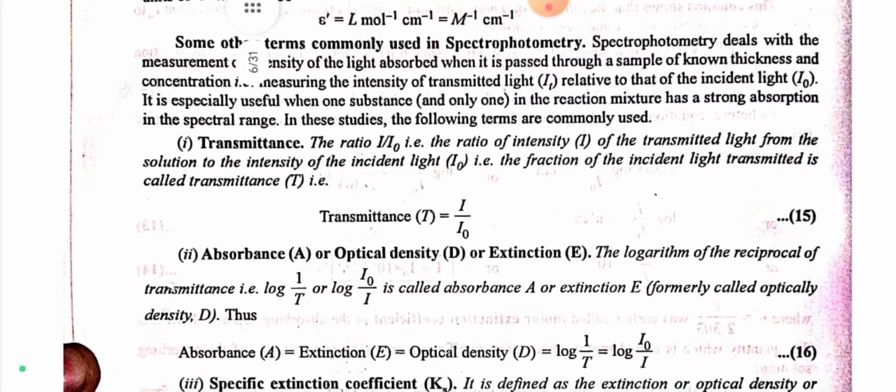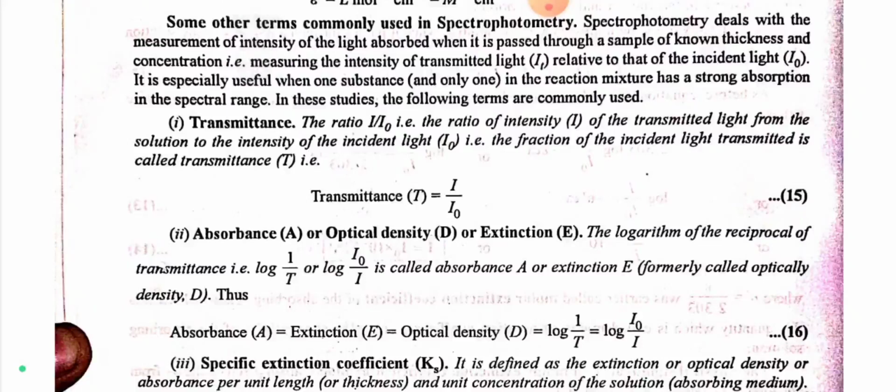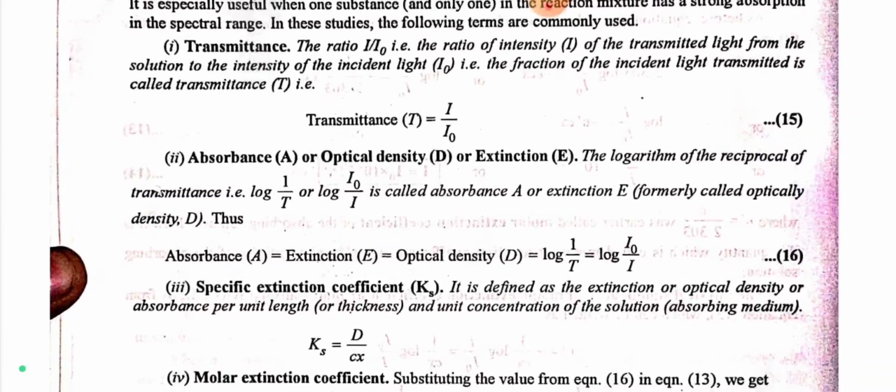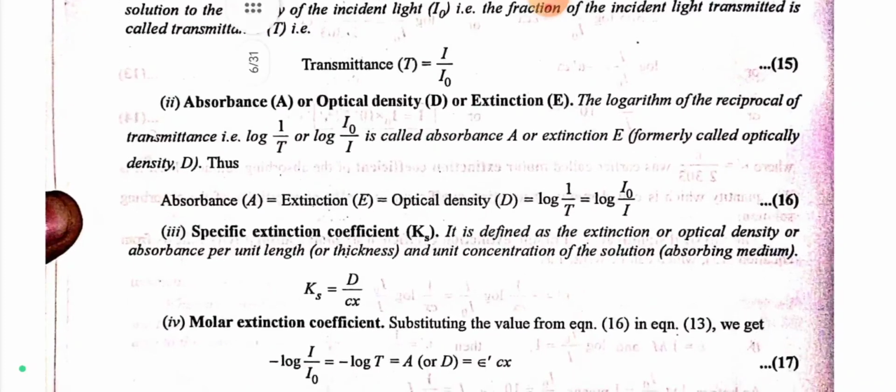Second, absorption or optical density or extinction. The logarithm of the reciprocal of transmittance, log 1 by T or log I naught by I, is called absorption A or extinction E, formerly called optical density D. Absorption A is equal to extinction E is equal to optical density D is equal to log 1 by T is equal to log I naught by I. Equation number 16.